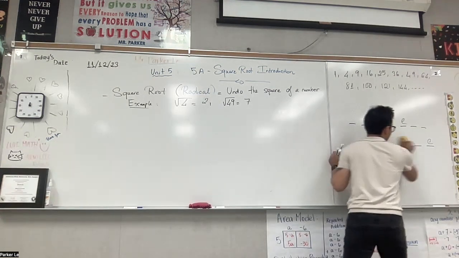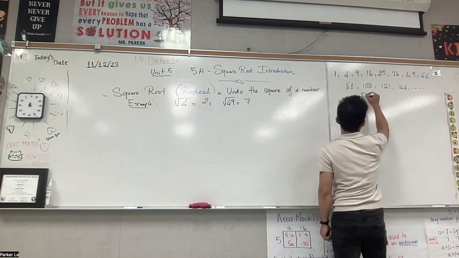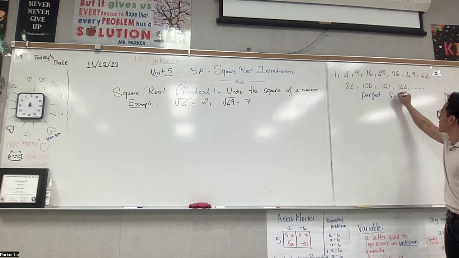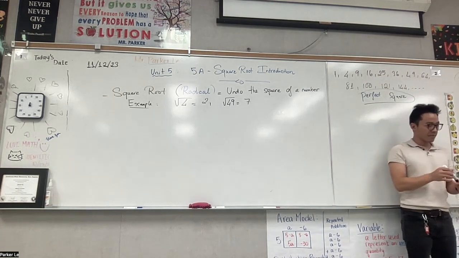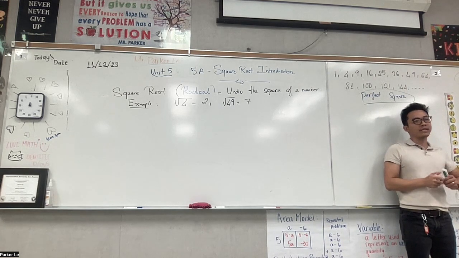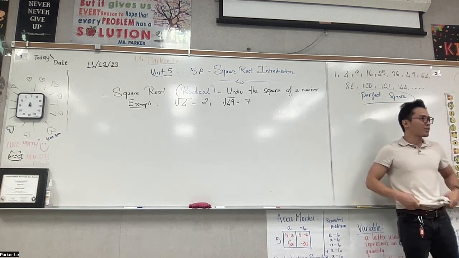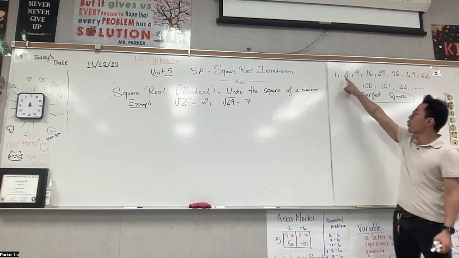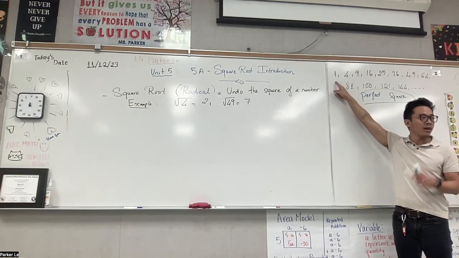You should remember. Perfect square. Perfect square is when you're taking the square root, you're going to have a beautiful number. I like to say beautiful. That's a whole number. There's no decimal place. There's no fraction. For example, 1 squared becomes 1. So 1 is also a perfect square.